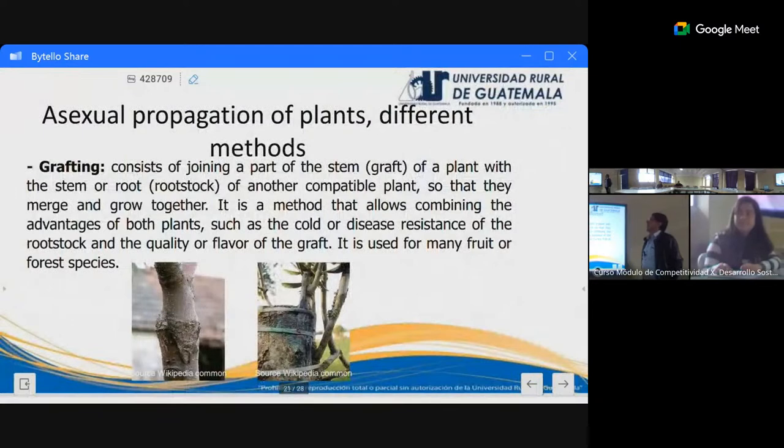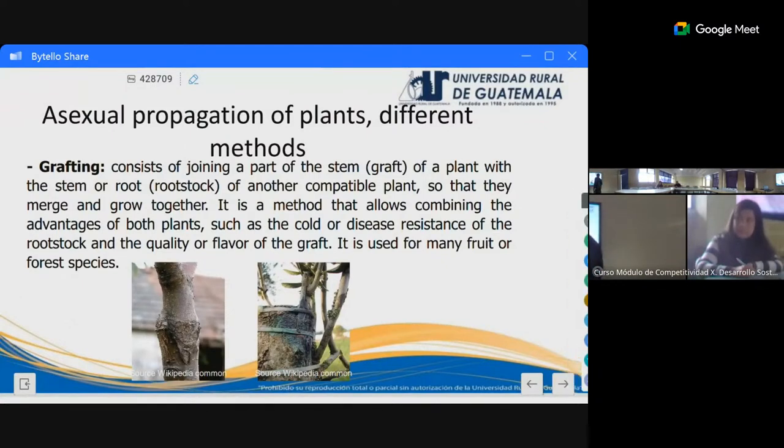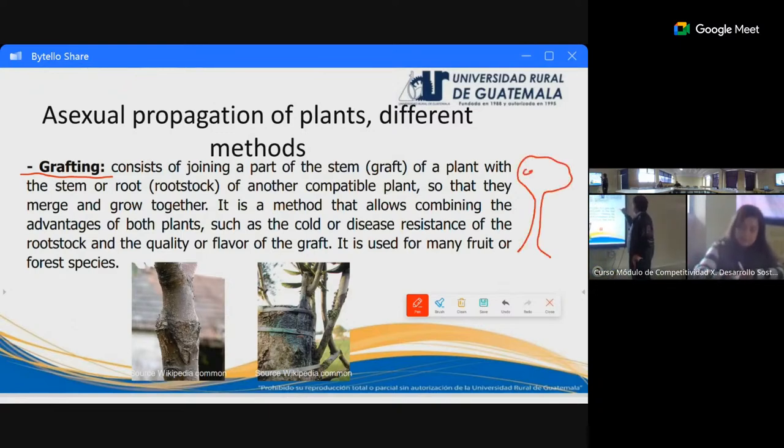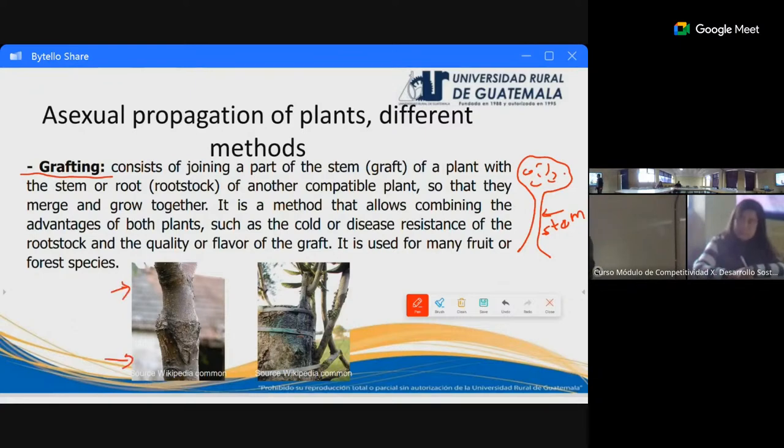The next method of asexual propagation is grafting. Grafting consists of uniting a part of the stem. Remember that the stem is the hard part of a tree. This is the stem. And with this procedure, we are able to fuse two different stems. As you can see here, we have one stem, and here we have another stem. But they are merged together to form a new plant.